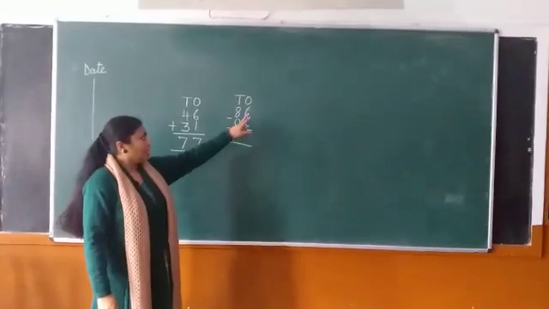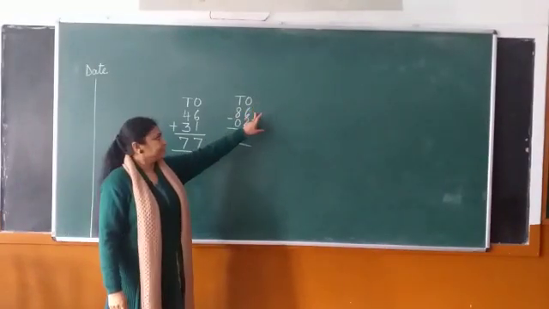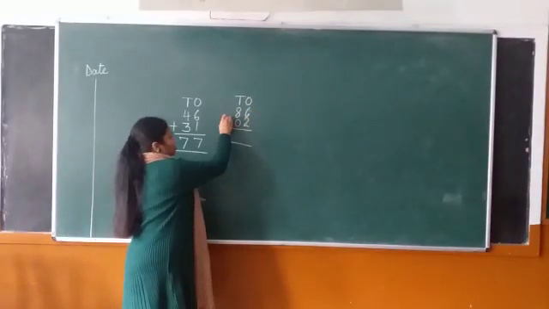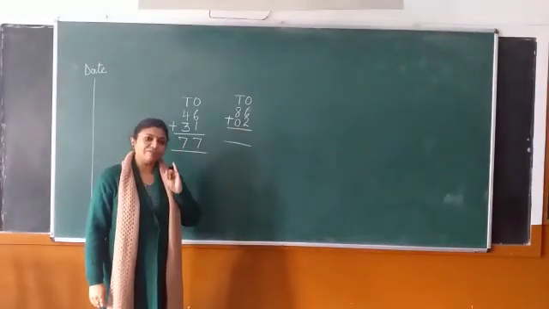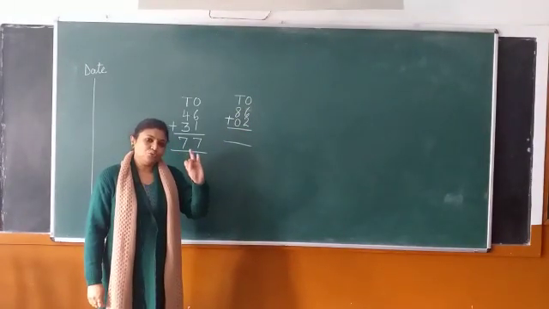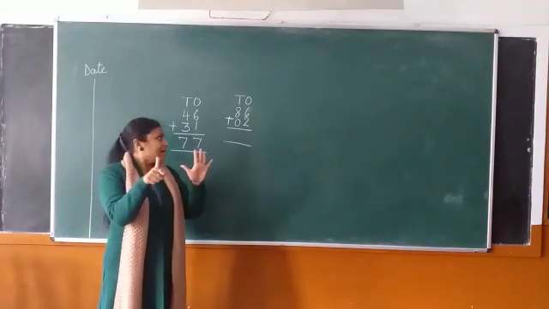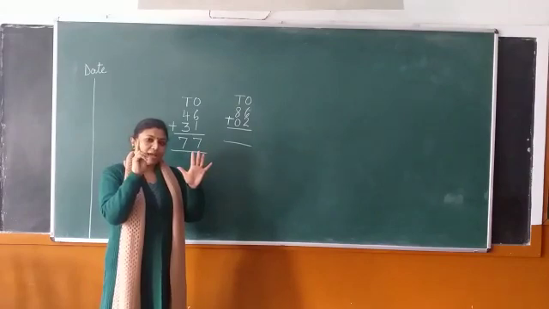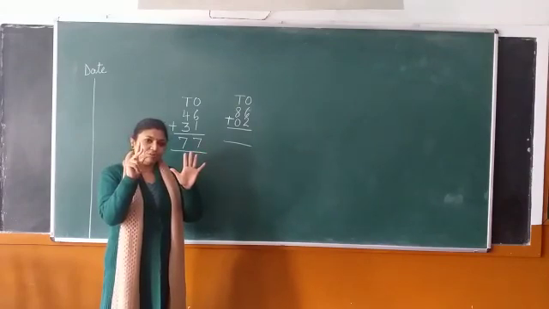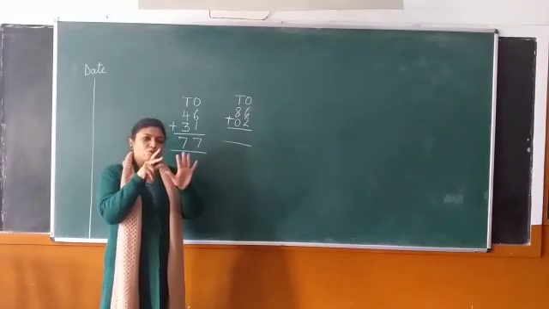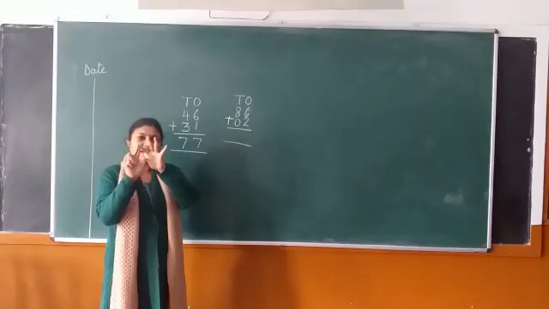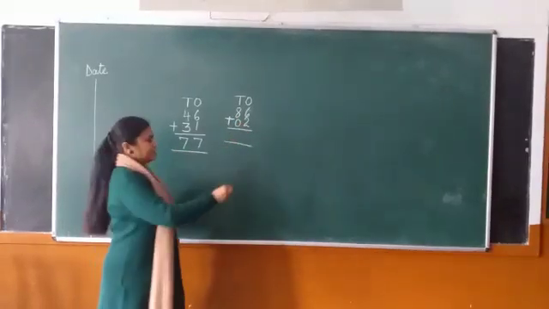Now under the ones place it is 6 plus 2. First we will count on our fingers. 1, 2, 3, 4, 5, 6 and plus 2. 1 and 2. So let us count them together. 1, 2, 3, 4, 5 and this is 6, 7, 8. So 6 plus 2 is 8.